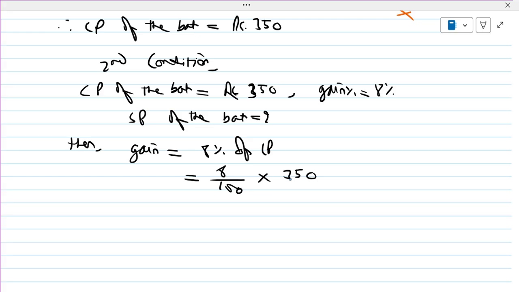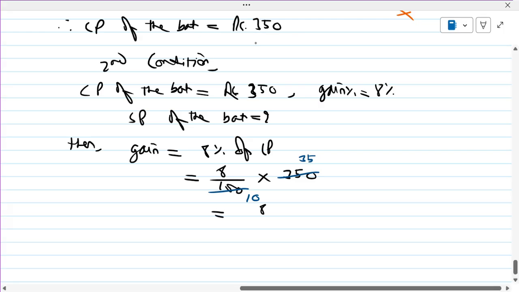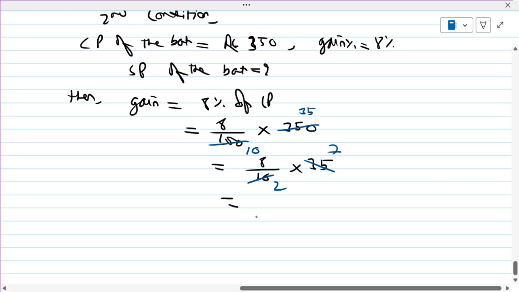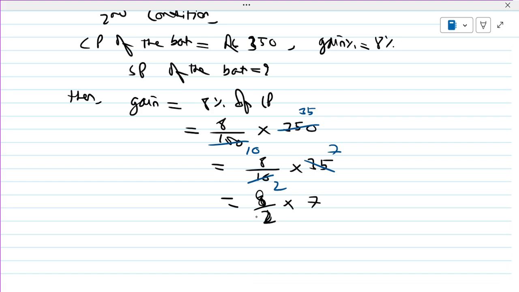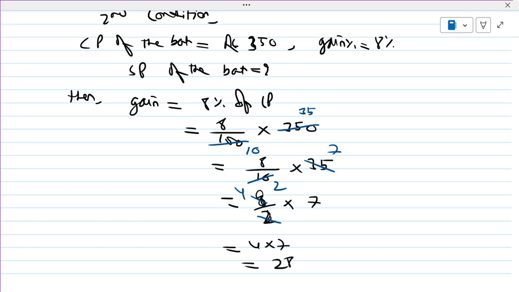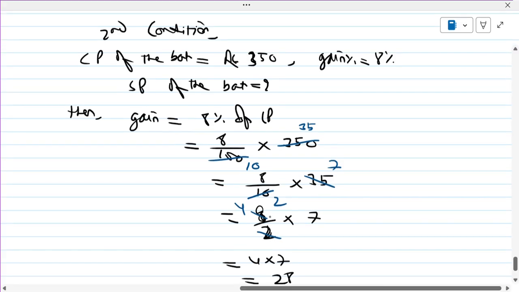So I go with the 10 first. 10 35s are 350, and 8 and 10 are still divisible by 5. I won't do it directly, I will write it down so that mistakes won't take place. 5 2s are 10, 5 7s are 35. After that I copy down again: 8 by 2 into 7. By 2, 8 gets cut 4 times, so there is now 4 into 7, which is 28. So there is a gain of 28 rupees.